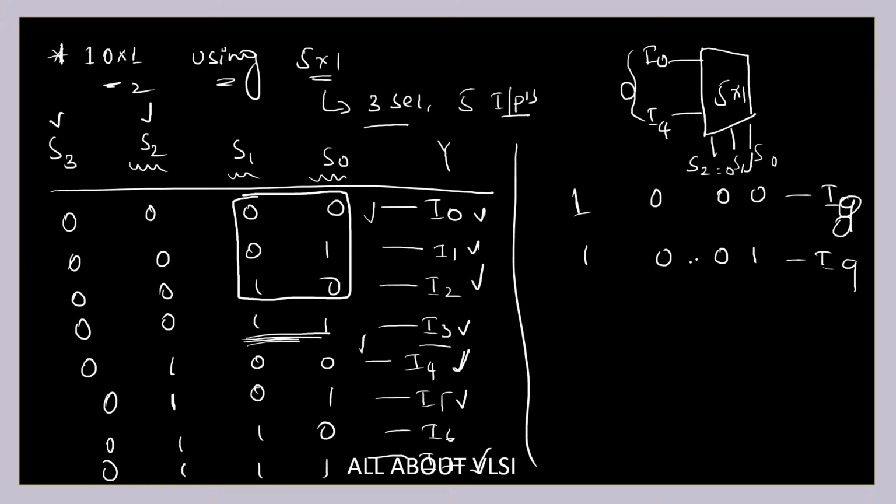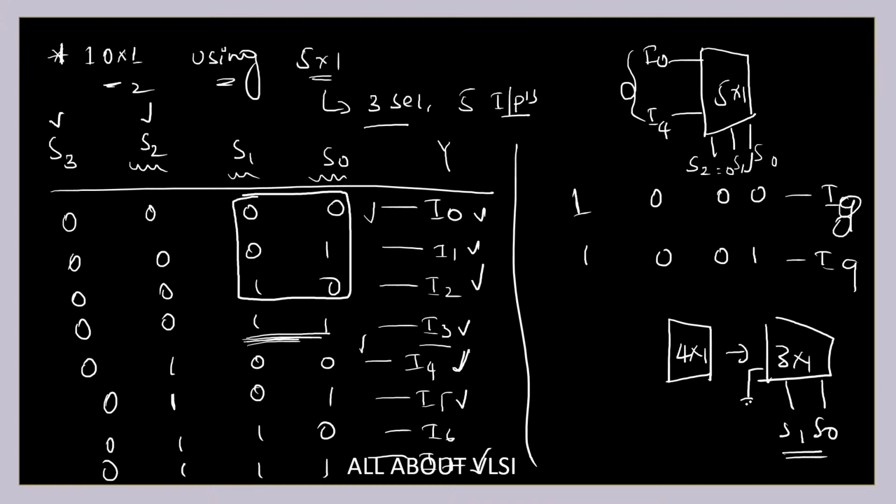In a 3 cross 1 multiplexer, if you get 1, 1, your output is not valid, because you are taking a 4 cross 1 mux and converting it into a 3 cross 1. So if S1, S0 is equal to 1, 1, the output should be 0 because you are grounding the fourth pin. That's the reason this particular combination is not present. If you get this combination, you make your output 0. You cannot consider this 1, 1 combination.